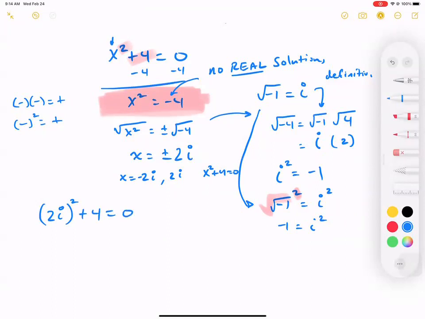So let's square 2i. 2 times 2 is 4. i times i is i squared, plus 4. i squared, we said right here, is by definition -1. So 4 times -1 plus 4. So -4 plus 4 is equal to 0. We found a way to solve an impossible problem.